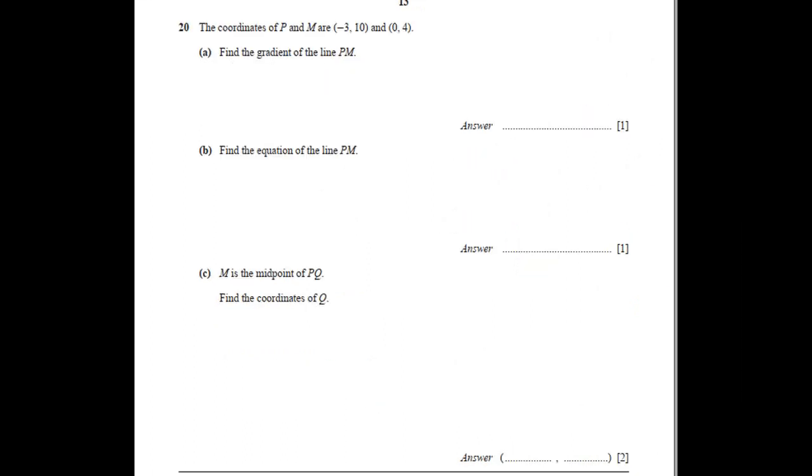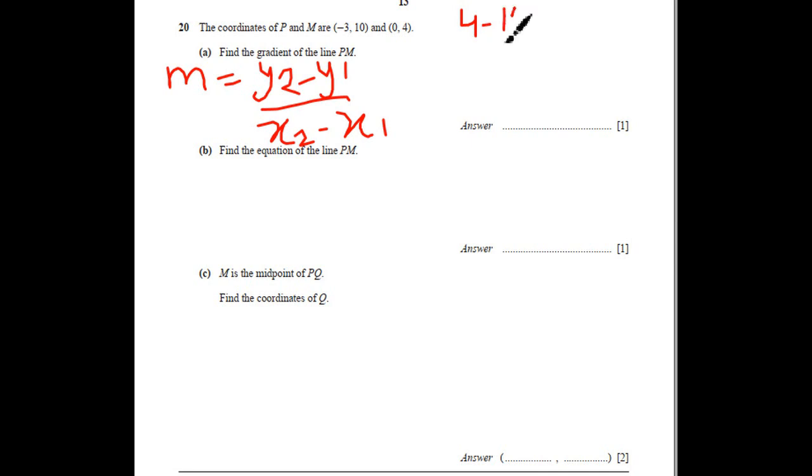Question number 20. The coordinates of P and M are minus 3, 10 and 0, 4. Find the gradient of line PM. So the formula for gradient is simply y2 minus y1 over x2 minus x1. So we write 4 minus 10 over 0 minus 3, which becomes plus 3. So we have minus 6 over 3. So our gradient is minus 2.